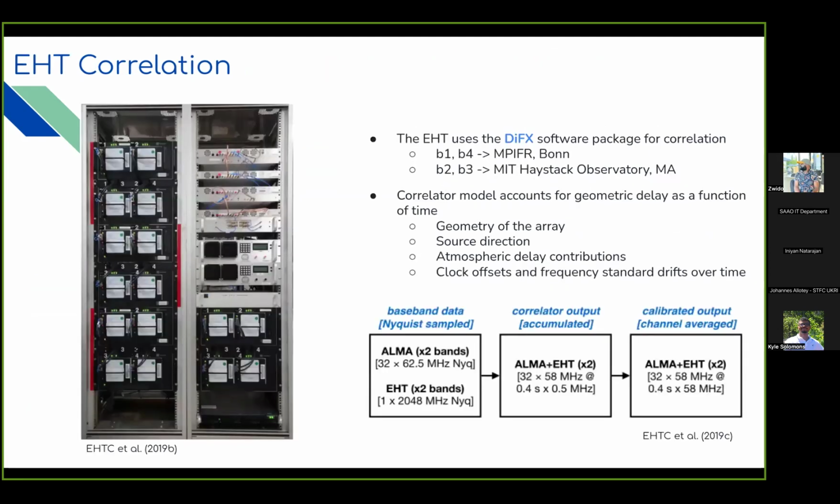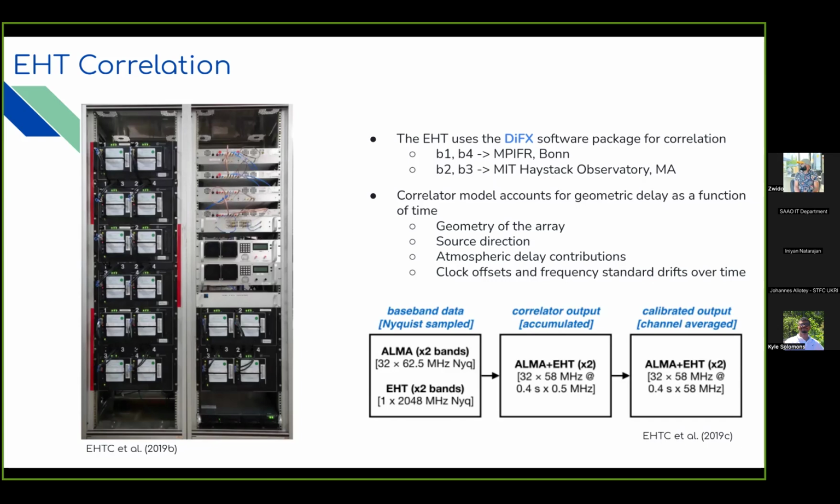The first step in doing interferometry is to perform correlation. And the EHT uses a software correlator called DiFX. EHT consists of 4 frequency bands, each about 2 gigahertz wide, around the main observing frequency of 230 gigahertz. So 2 bands are correlated in Bonn, and 2 bands are correlated at the MIT Haystack Observatory in Massachusetts. They do correlate some common data to ensure that they're doing the right thing.